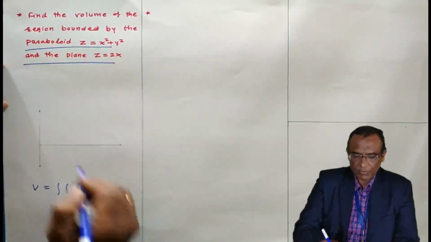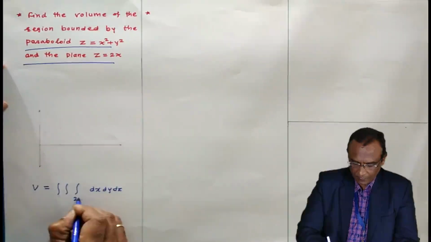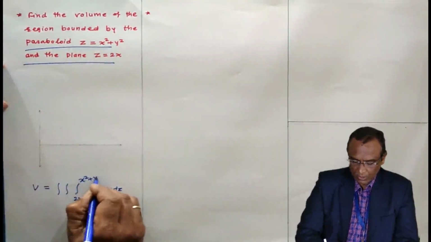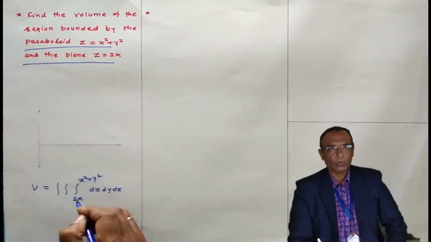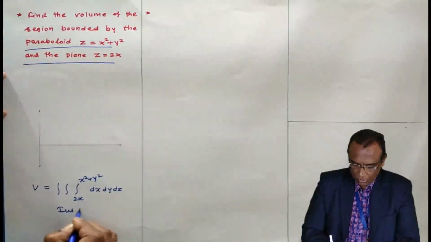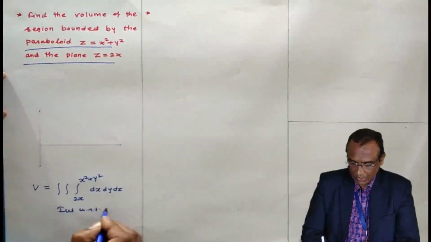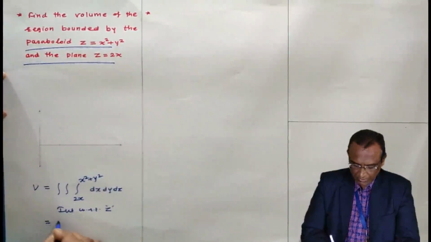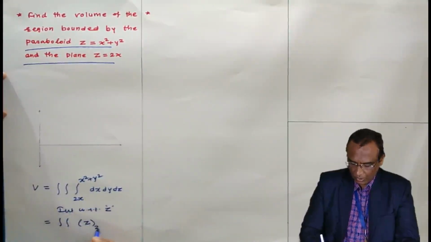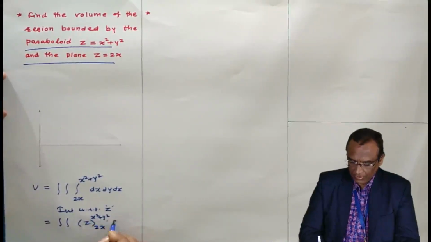Here we have two values of z: z is equal to 2x, and z equal to x square plus y square. You may interchange the limits finally. Then integrate with respect to z, because these are the values of z, keeping x and y constant. The integral of 1 with respect to z is z, lower limit is 2x and upper limit is x square plus y square. We have integrated with respect to z, dx dy will remain.